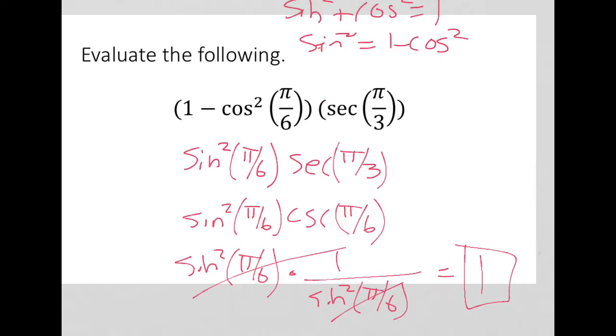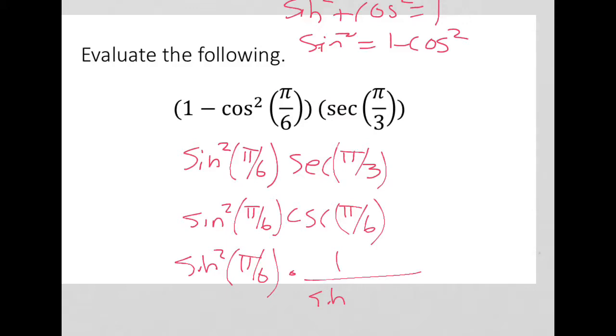Sorry, sorry folks, I goofed. Did you see what I did? Maybe you did, maybe you didn't, but let's run back through it real quick. My mistake came right there when I squared this. Sine squared of pi over 6, that's cool, it's staying. But here I have cosecant of pi over 6, and I wrote it as if it were cosecant squared.